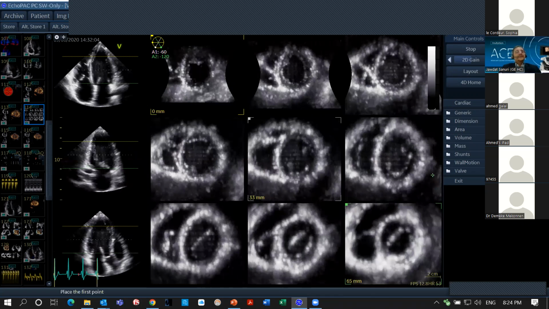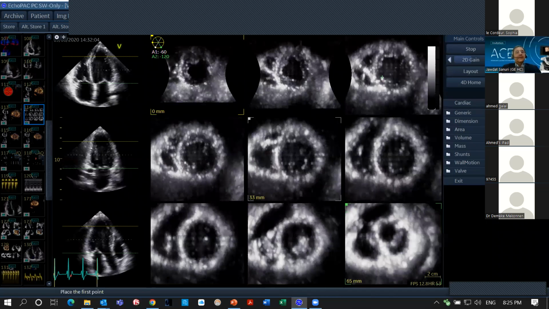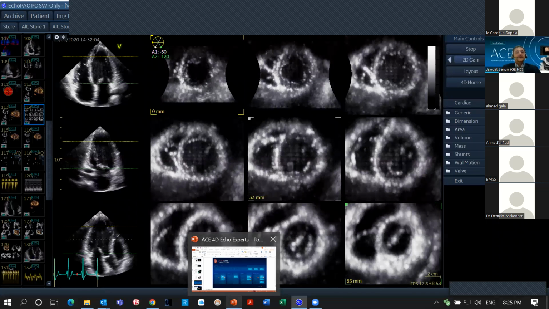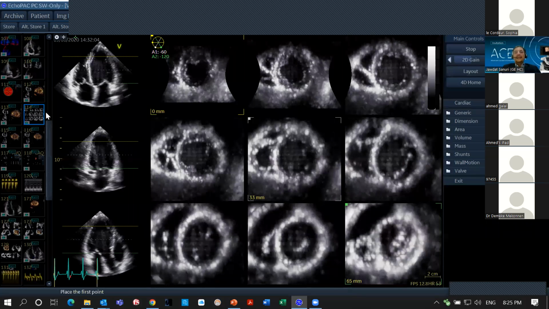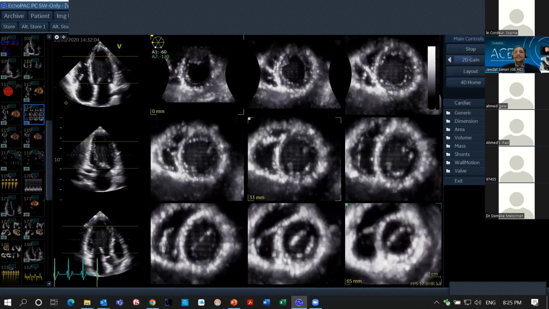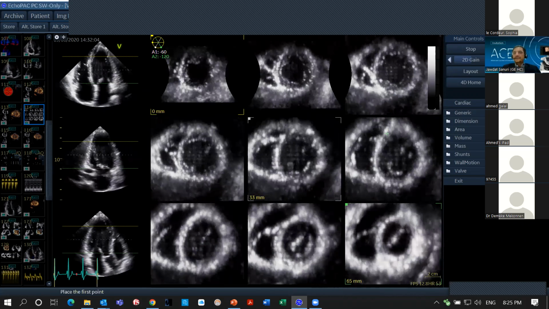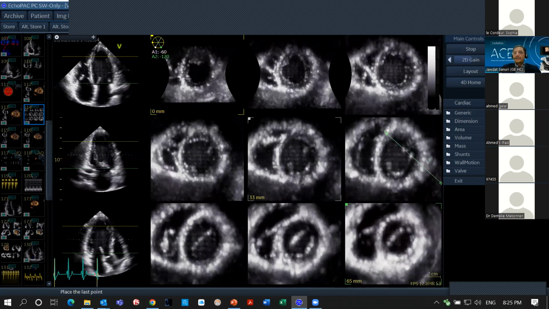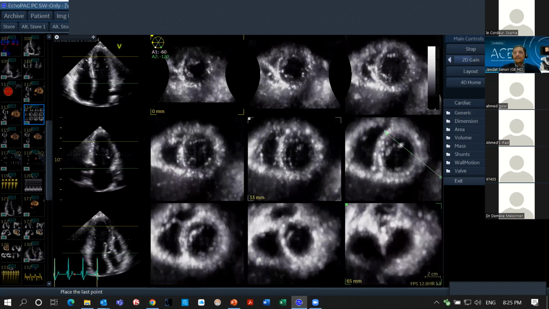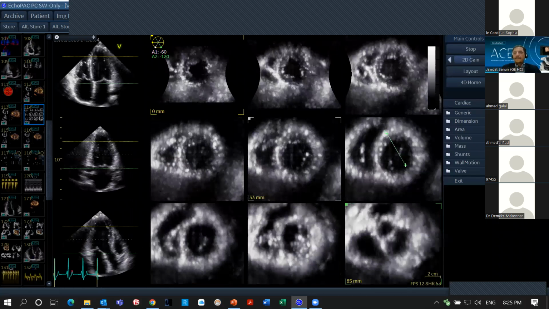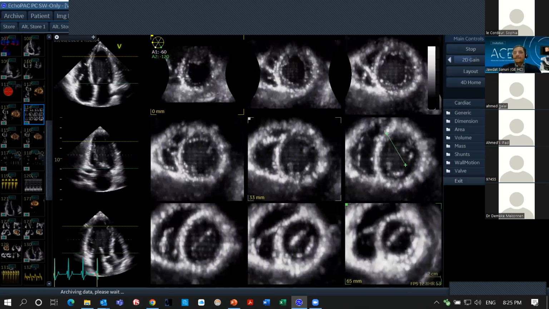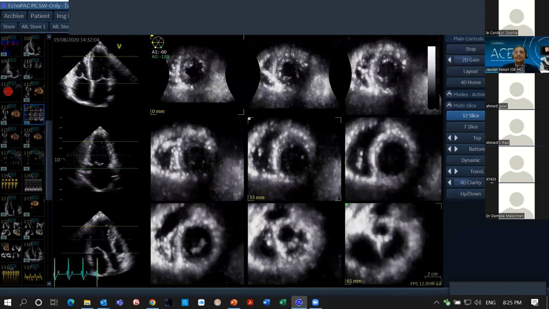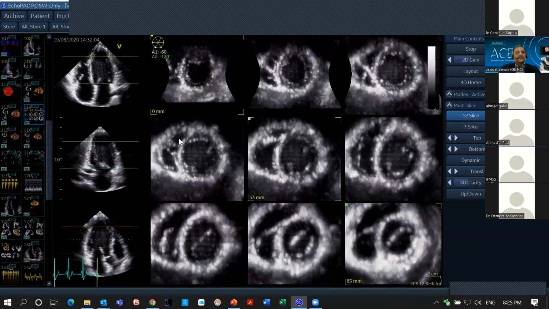Yeah. Look, the best acquisition for any structure, for any view, is the acquisition that includes the full anatomy that I'm trying to scan. So for example, let me just exit this measurement.